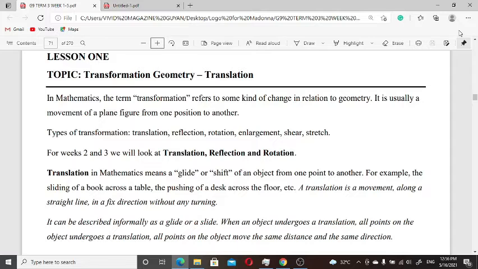In mathematics, the term transformation refers to some kind of change in relation to geometry. It is usually a movement of a plane figure from one position to another. So that right there tells you that we're dealing with movement of objects. In this case, we're looking at movement of two-dimensional figures. Now, the types of transformation include translation, reflection, rotation, enlargement, shear, stretch. And for this, you'll be looking at translation, reflection, and rotation. So we're looking primarily now at translation.